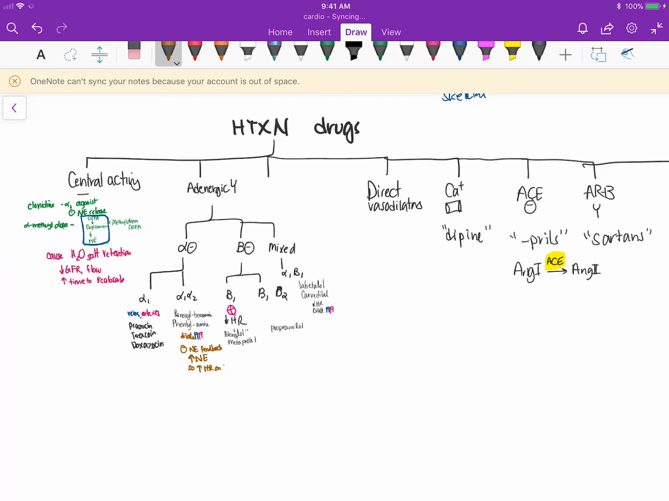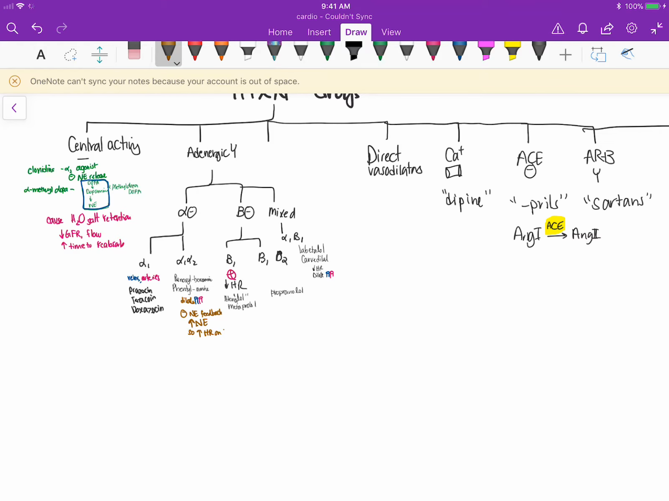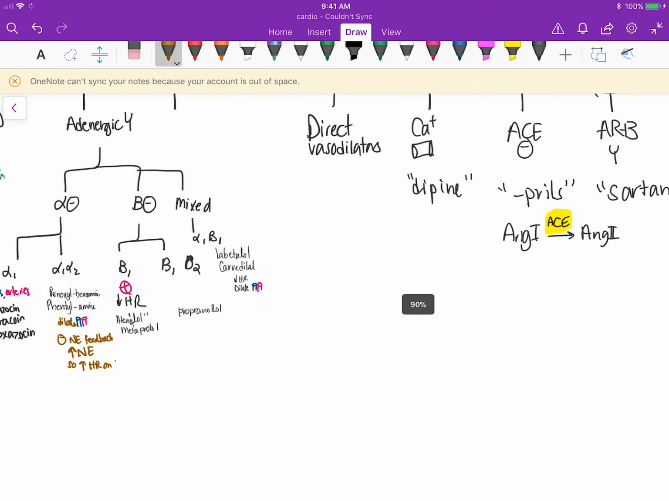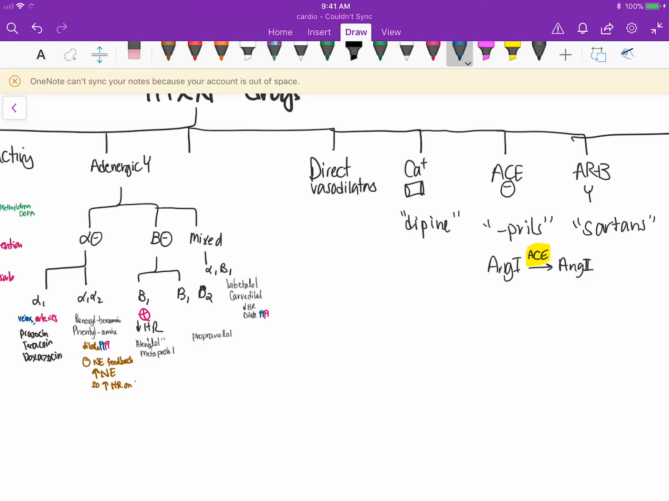Okay, so in this part two of hypertension drugs, we talked about central acting drugs. We talked about drugs like alpha and beta receptor blockers. Now we're going to talk about vasodilators. So direct vasodilators, there are basically two types of them. Let me make a better line for you, my friends.